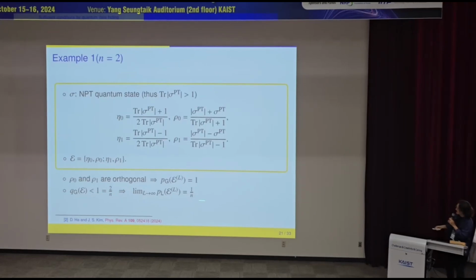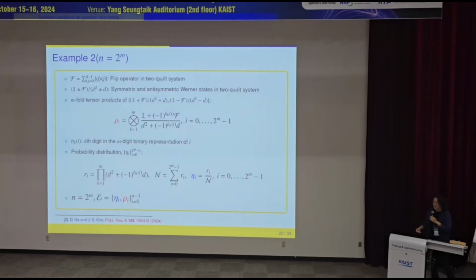So that means P_L of epsilon_L tends to, in this case, 1 over 2, right? Yeah, this is a typo. So anyway, we can easily find some example. This is for the case when the data is binary data. And we can also think about data which is more than binary.